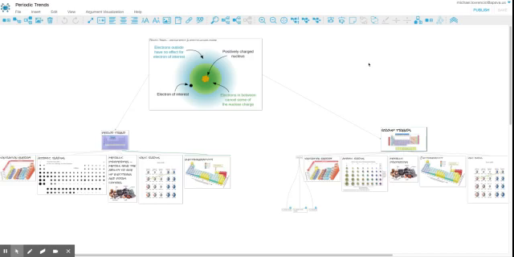Hey everyone, and welcome to week 3 of our remediation work. And this week we're going to be talking about periodic trends.